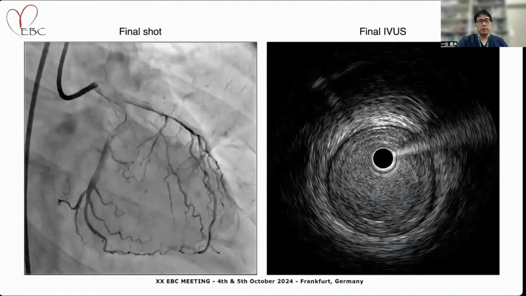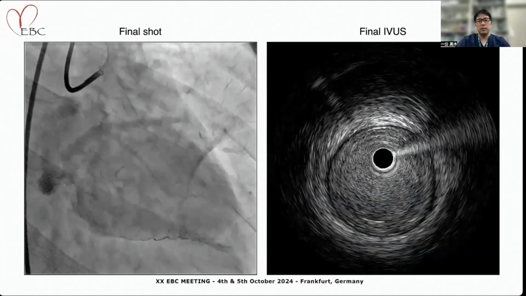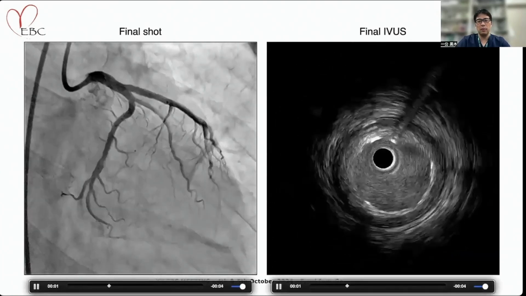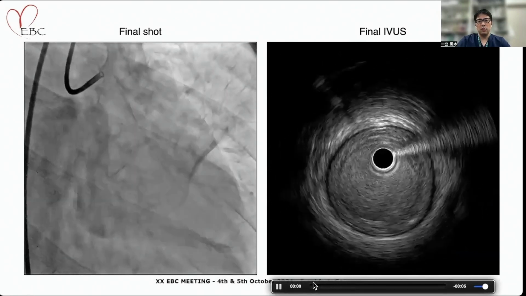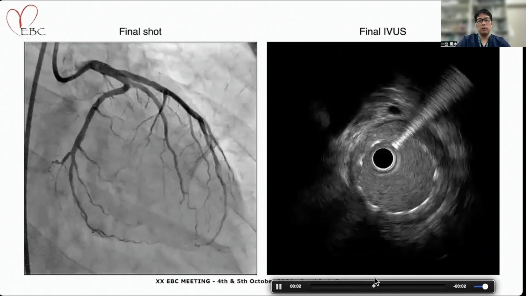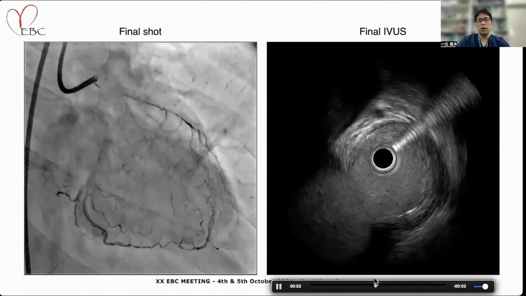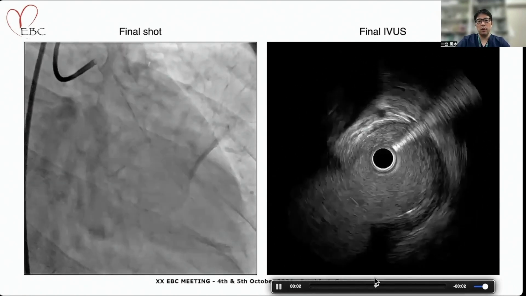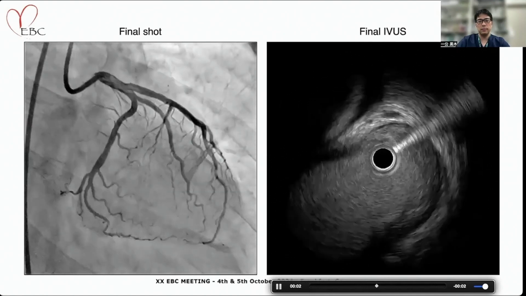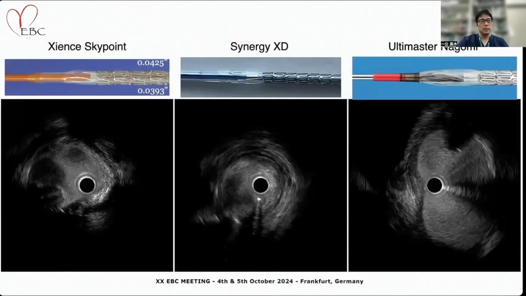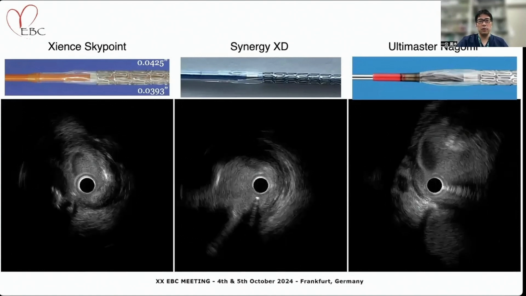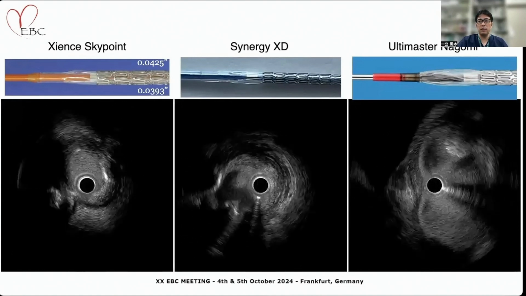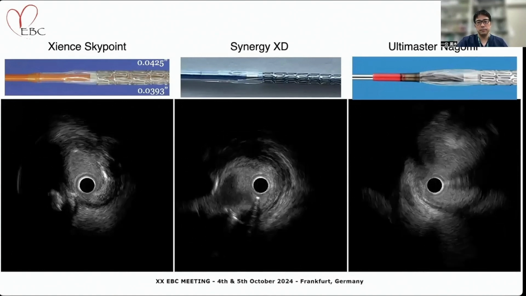Final angiography showed a promising result. And this is the post-stenting IVUS image, which showed exact positioning of the stent proximal edge at the ostium of the LAD. Regardless of the stent type, you can clearly see the border between the proximal edge of the stent and the balloon.